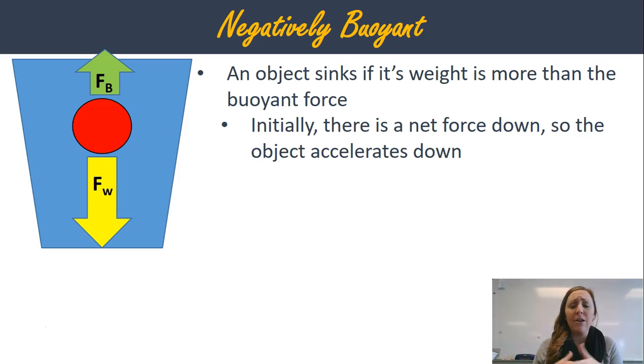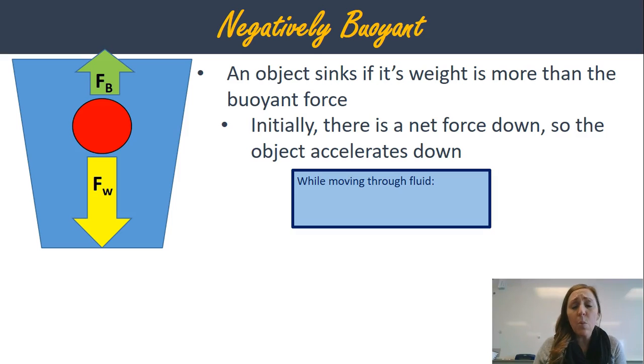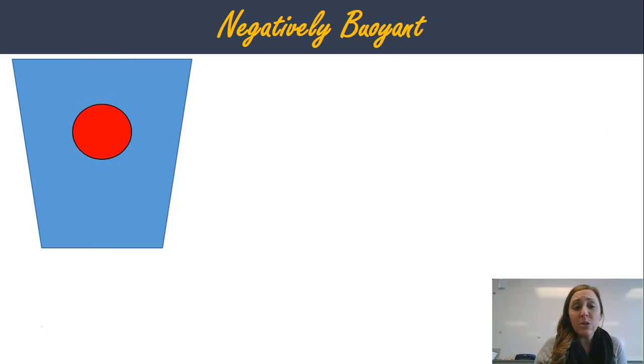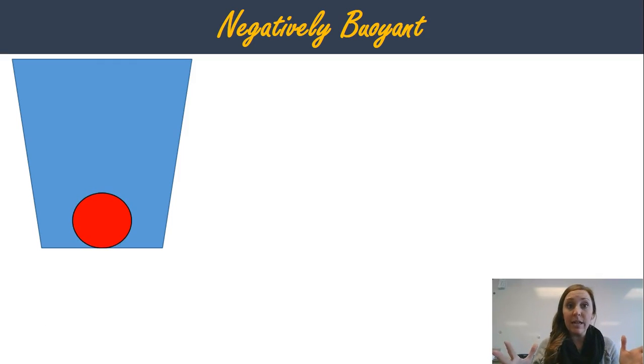Remember that whole F net, or sum of all forces, that we did before? So that's coming back. While you're moving through the fluid, you know that the weight is greater than the buoyant force. The weight will be greater at the end, but we're going to have something else for an equation to bring later. All right, so the ball is going to continue going down until it hits the bottom of whatever fluid it's going through. So like if this was a cup, until it hits the bottom of the cup. If this is a pool, until it hits the bottom of the pool.